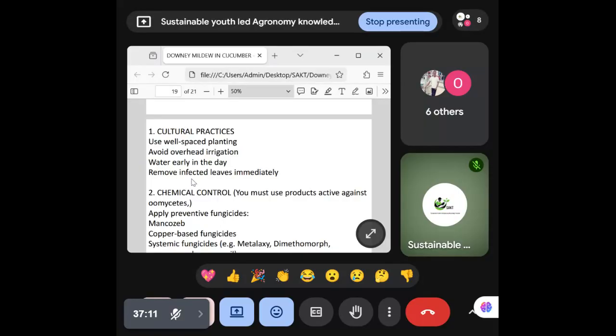Then last one, remove infected leaves immediately. So there's something I forgot to add. Number 5. This will be number 5. Prune your plant very well. One other way that you create good aeration is to prune your underleaf.